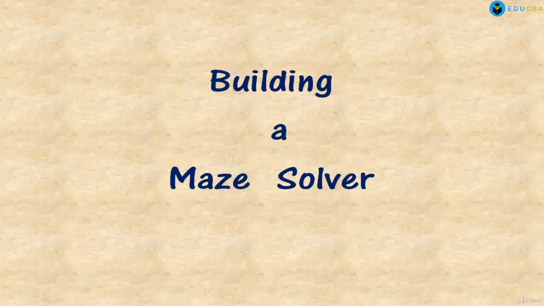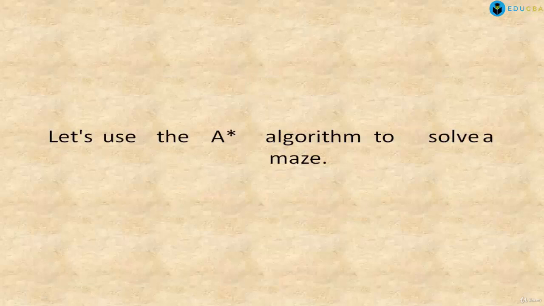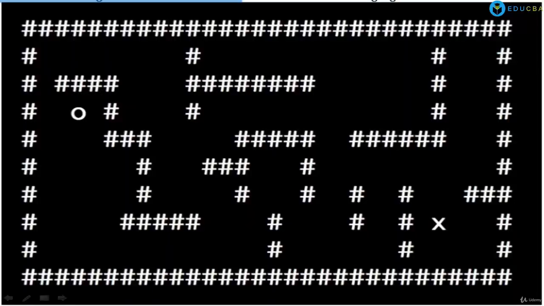Hello friends. So there is one more example in which we are using heuristic search technique: building a maze solver. Now what is a maze? Let's use the A star algorithm to solve a maze. This is a new algorithm which we are using. So see, this is your maze and you have to solve that maze. And for solving that maze we are using the A star algorithm, which is basically using heuristic search technique.